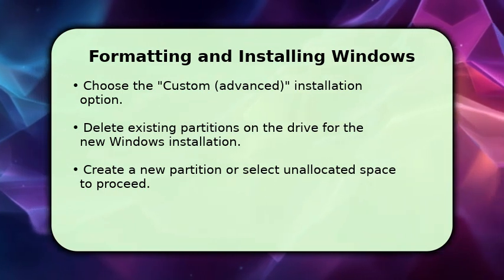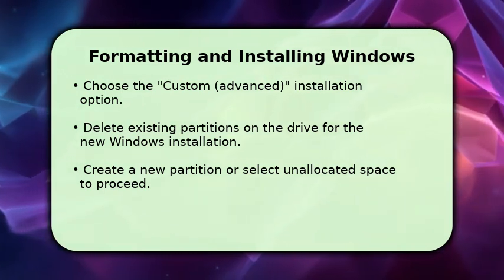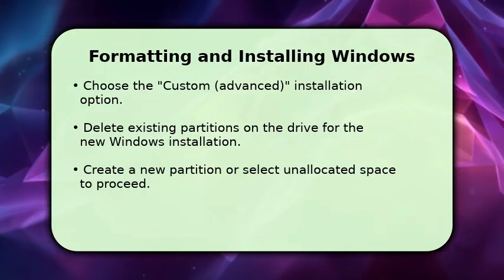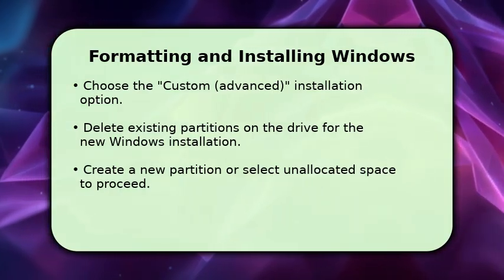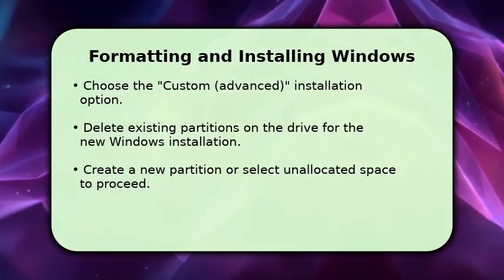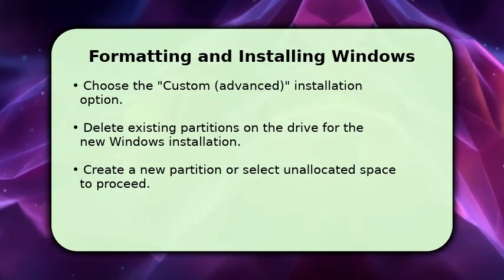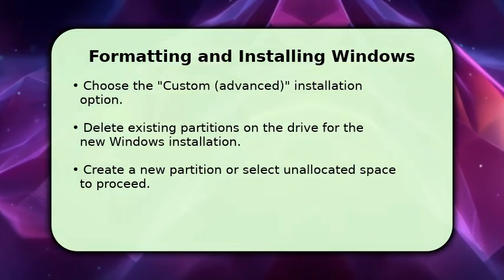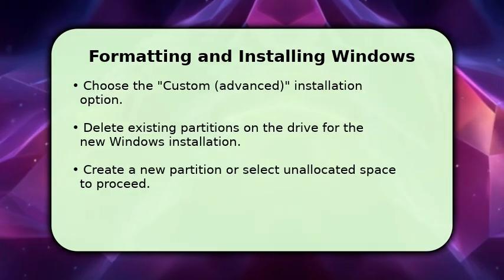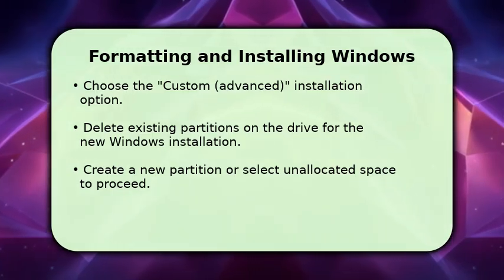Carefully identify and delete any existing partitions on the hard drive where you intend to install Windows. Then, either create a new partition or select the unallocated space and click Next. The installation process will then begin, copying files and setting up your operating system.